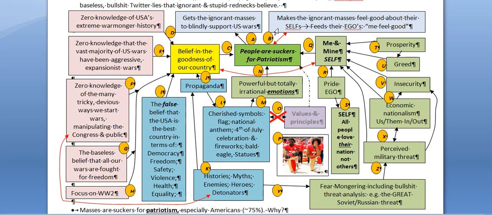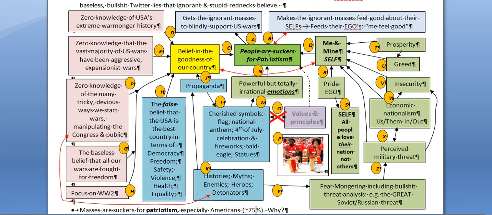All right. So let's examine why people are such suckers for patriotism. Why are so many Americans, for example, patriotic? I'm willing to bet that 75% of Americans are pretty hardcore patriotic. Of the other 25%, most of them don't give a crap. Only a few think, oh, USA's bad, right? But very few.